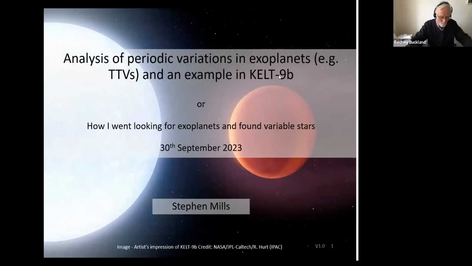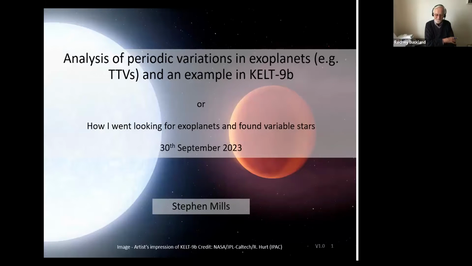Yeah. So I'm going to talk a bit about the analysis of periodic variations in exoplanets. And as Rodney said, that's involved the Generalised Lomb-Scargle periodogram, which I'll give a few examples of. I kind of wanted a subtitle for the talk, and you can see it there, of how I went looking for exoplanets and found variable stars.